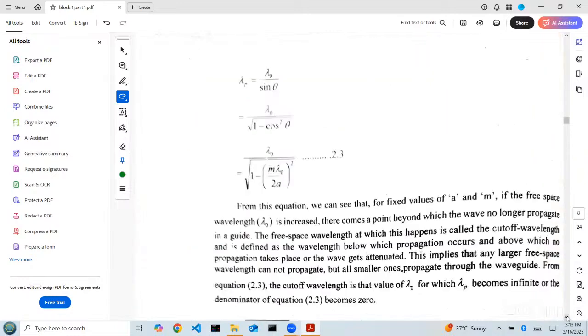Next, one more we have is lambda p, the propagation wavelength. This propagation wavelength formula is lambda naught by sin theta. What is the difference between the lambda n and lambda p formulas? For lambda n, we took lambda naught by cos theta. Here we are taking lambda naught by sin theta. This sin theta I am converting in terms of cos: under root of 1 minus cos squared theta.